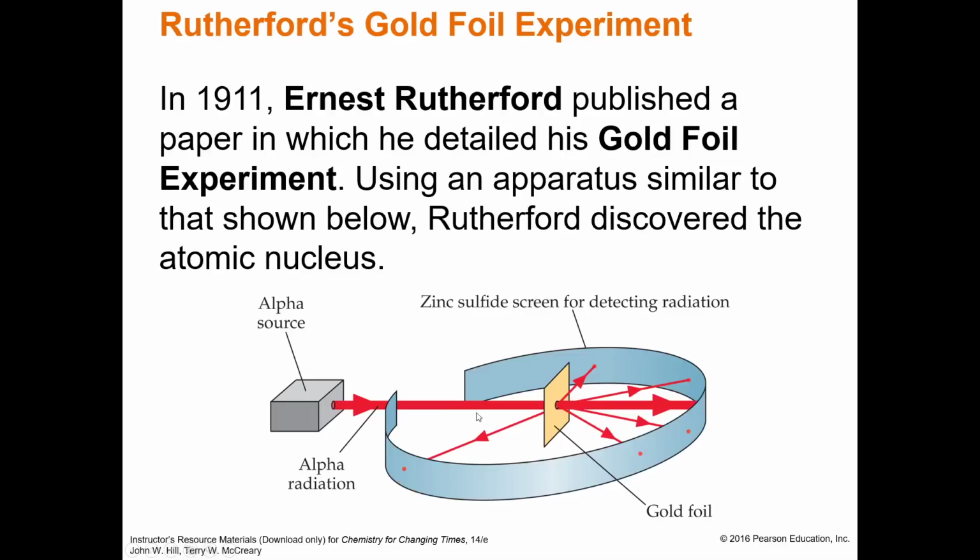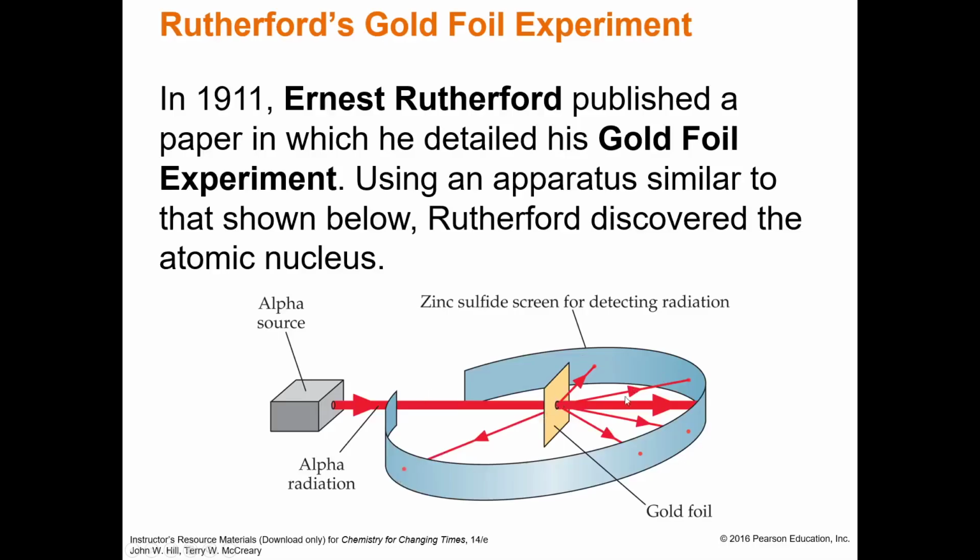However, not all of them went straight through. If all of them went straight through, then he would have been like, I don't know what the hell is happening. But what he found is that some of them were just barely deflected. So just small deflections. Some of them were deflected quite a bit, and quite a few of them were actually deflected straight. A few of them were deflected straight back.